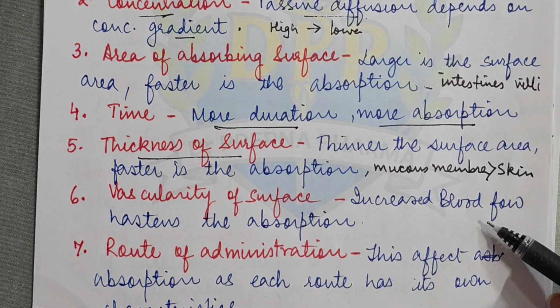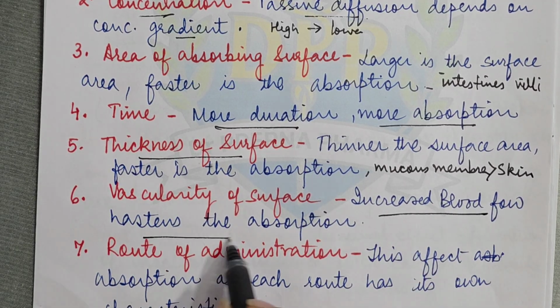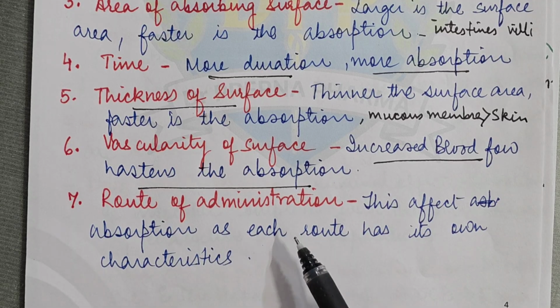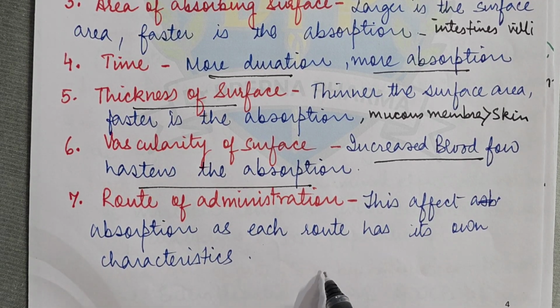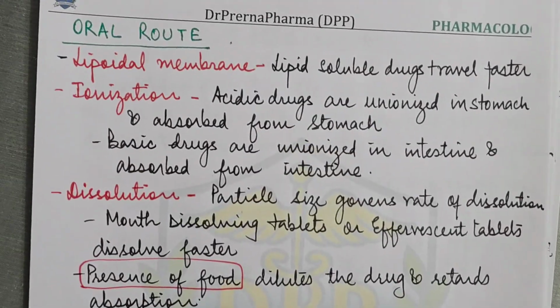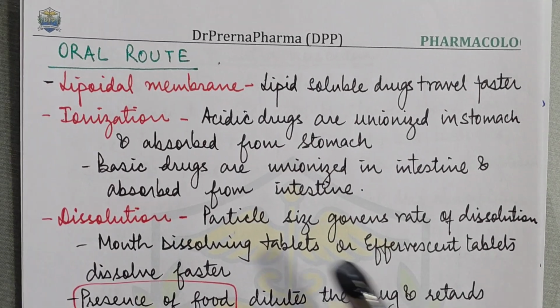Vascularity of the surface. Whenever there is an increased blood flow, the absorption will be more. And then the last factor is the route of administration. So whichever route you use, it will have its own characteristics and it will affect the absorption. So let us see the route wise. Now the first route that we have to see is the oral route.